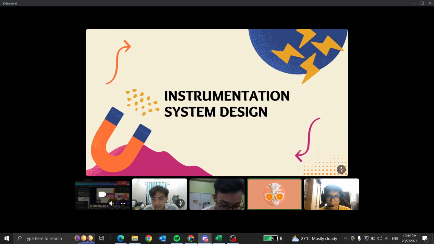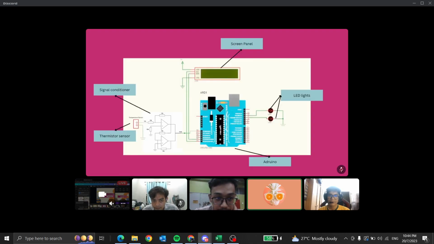Let's look into the instrumentation system design. Next slide please. Looking at this schematic diagram, the circuit begins with a sensor that detects changes in the surrounding temperature. In this case, we can see the sensor measures changes in resistance based on the temperature.